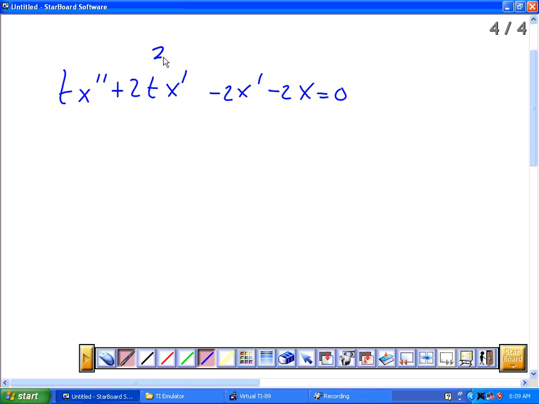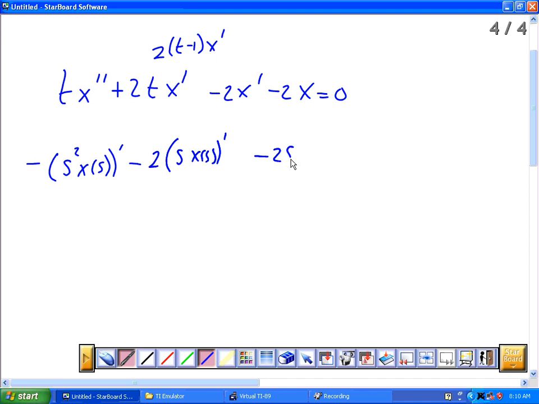This problem started out to be (2t minus 1) x prime, but I FOILed it out, so it's a little easier to work with. So it's minus s squared. Again, same thing as last time. X naught is 0, and x prime we don't know, but we don't worry about it because it has no s involved. Here it's minus 2s x of s prime minus 2s x of s minus 2x equals 0.